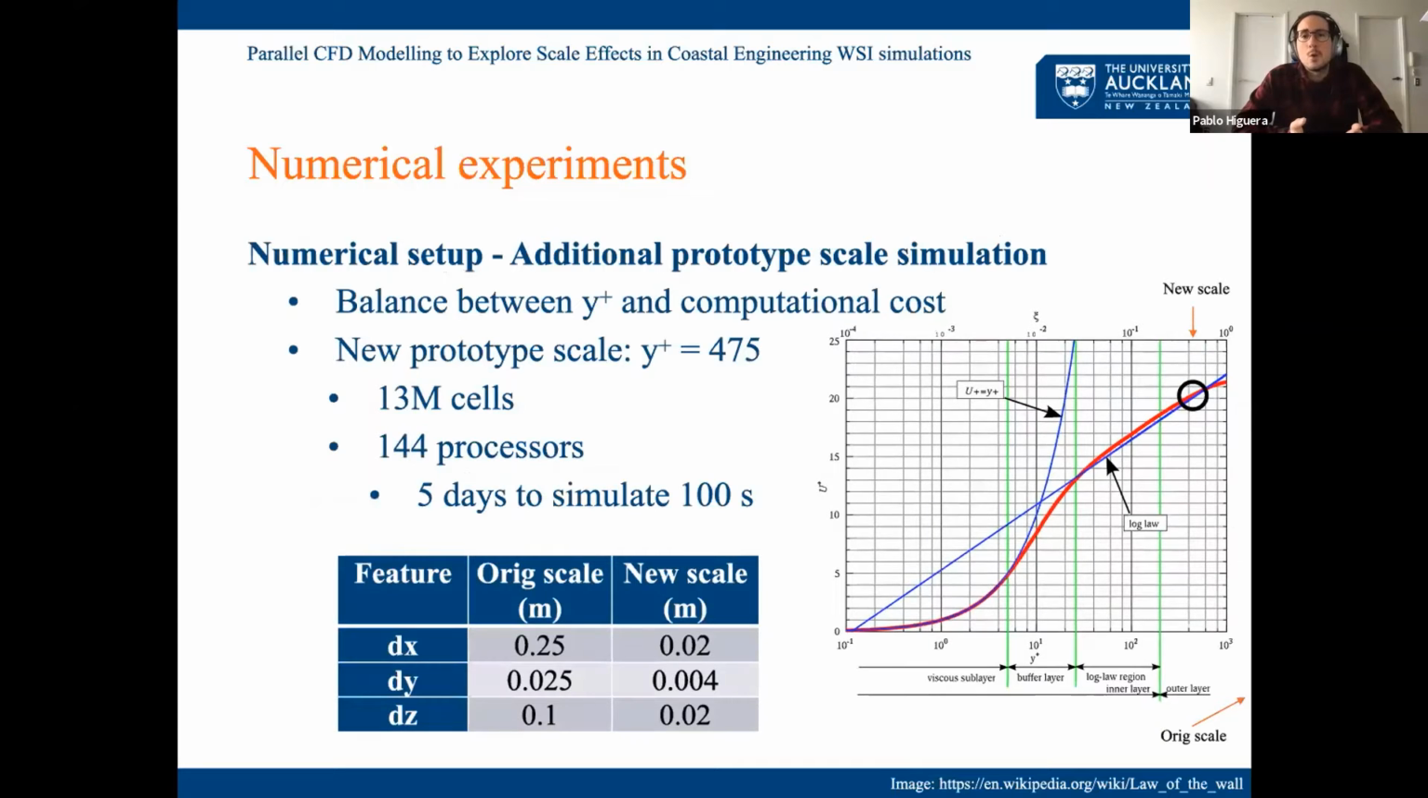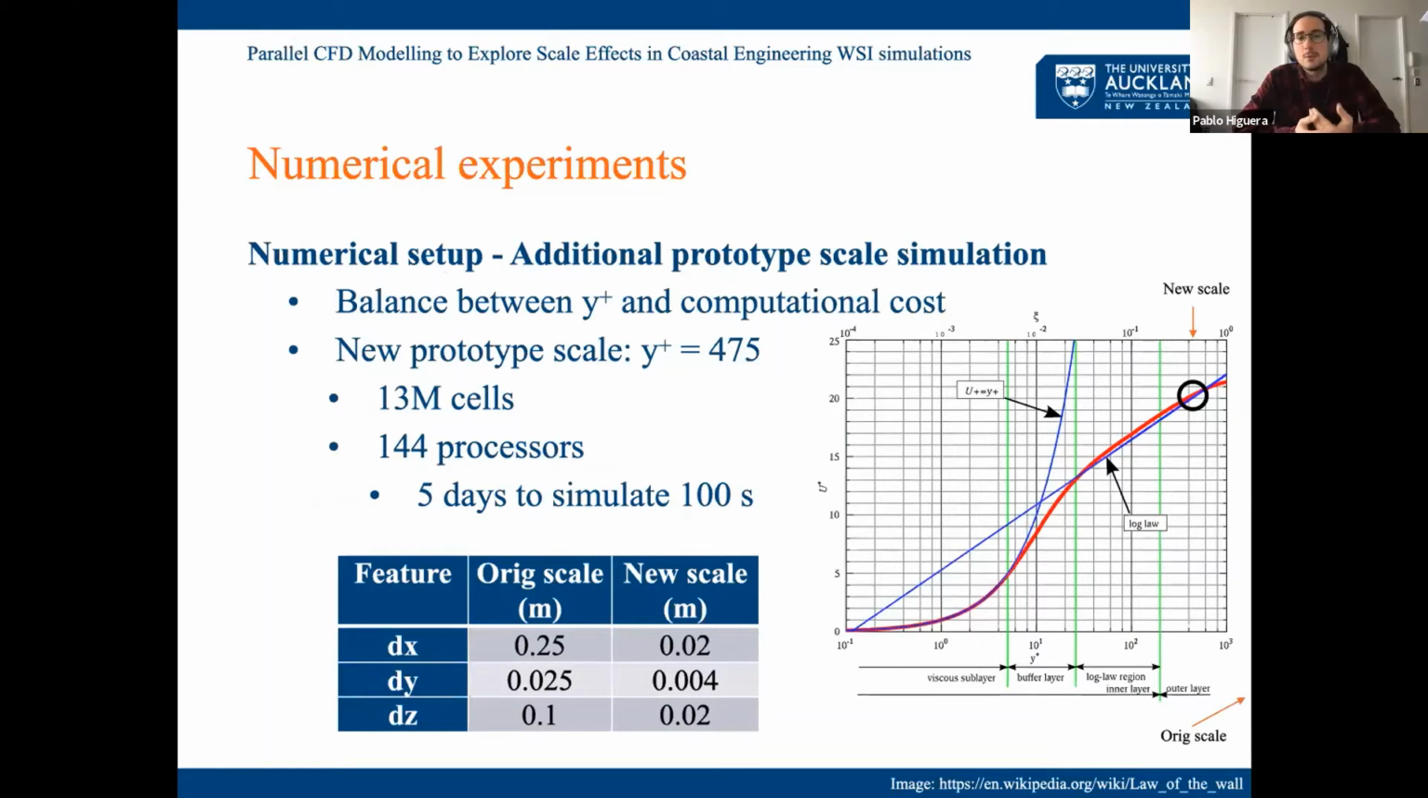That made us think, what happens if instead of getting the original scale and having our cells 50 times bigger, we make them smaller? That means that we have 10 times more cells. We're now with 13 million cells, and we were able to lower the Y+ to 475, which is closer to the range of applicability.